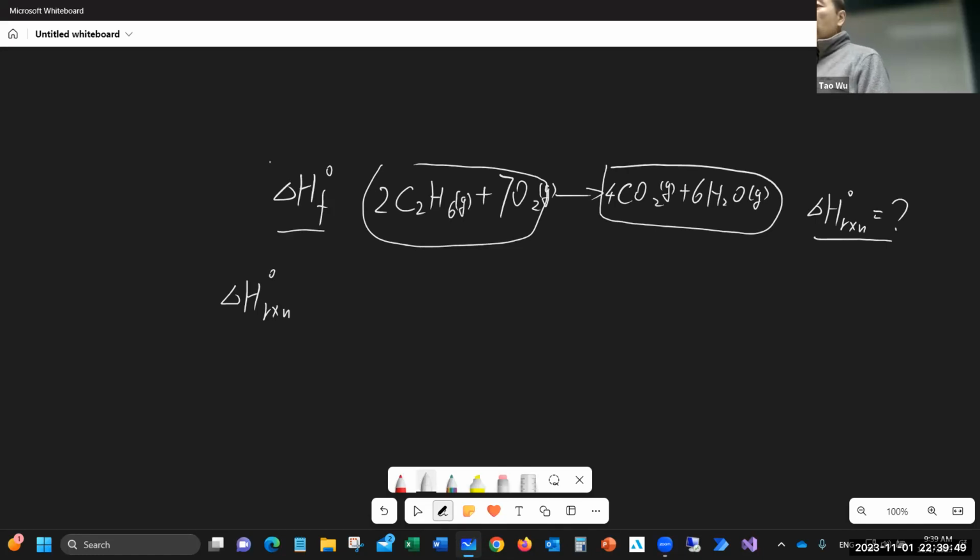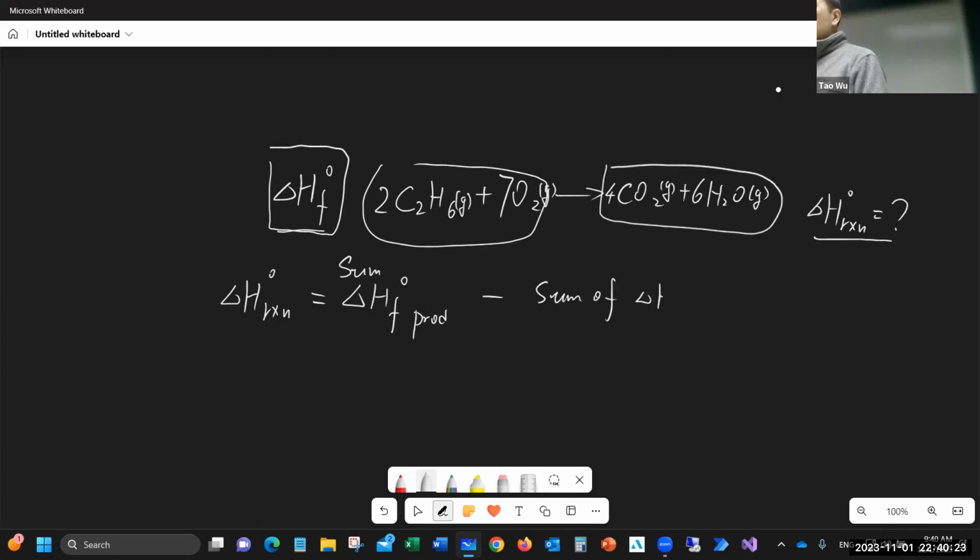Well, this is why they developed one of the concepts called enthalpy of formation. So generally, the enthalpy of the reaction is just the difference of the enthalpy of formation for the product and the reactant. So the enthalpy of the reaction is the sum of the enthalpy of formation of the product, subtract the sum of the enthalpy of formation of the reactant.